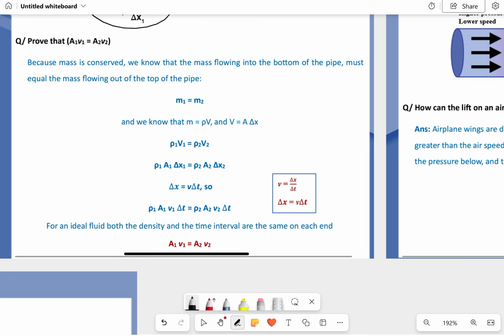Because mass is conserved, we know that the mass flowing into the bottom of the pipe must equal the mass flowing out of the pipe, the top of the pipe.